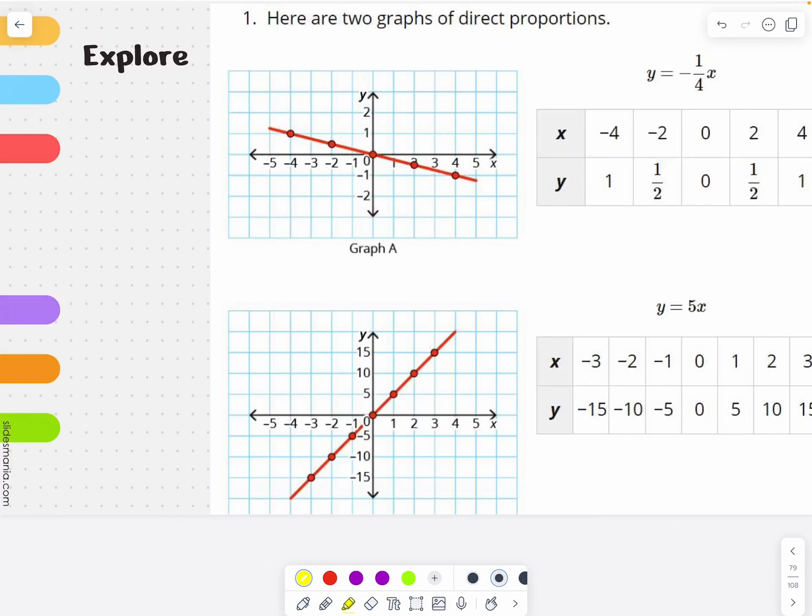Okay. So here we have two graphs, graph A and graph B. They're both proportional. They're both direct proportions because they are lines that go through the origin. The graph, the table, and the equation for graph A all say the same thing. So that red line for graph A, y equals negative 1 over 4x, and the table of values with those x's and y's all are the same thing. They're all representing the same relationship in different forms.